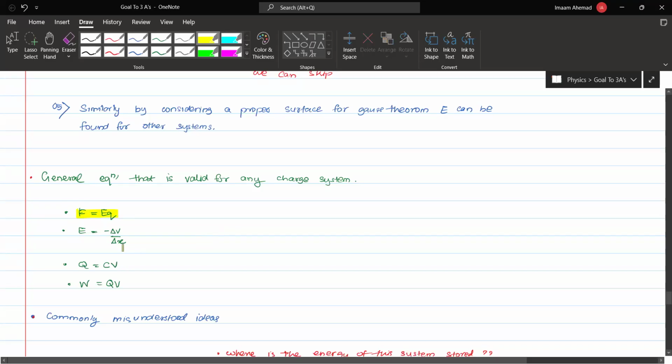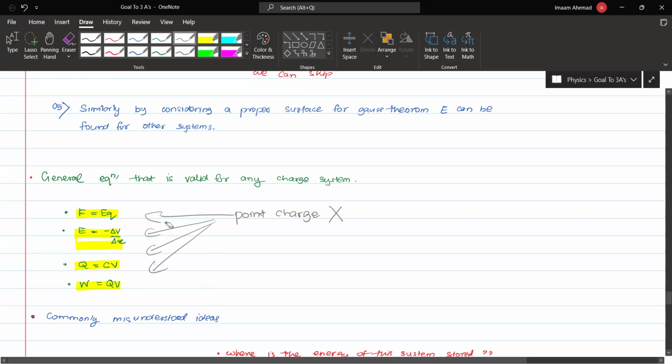F equals EQ. E is equal to delta V over delta X. Q is equal to CV and W is equal to QV. So these equations you can use for any system. When you try questions, you must understand whether the question is related to point charges or not. If it is not related to point charges, then you will go with these equations, because these are general equations.